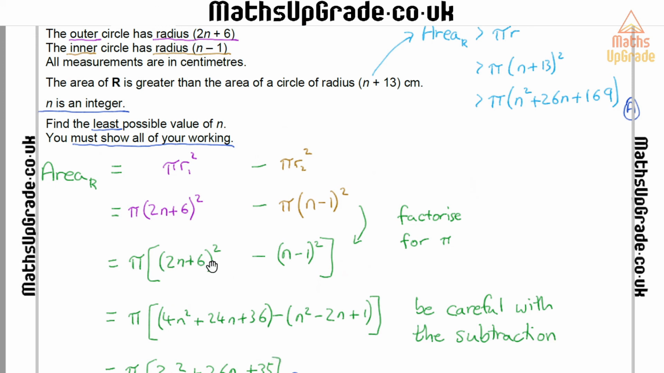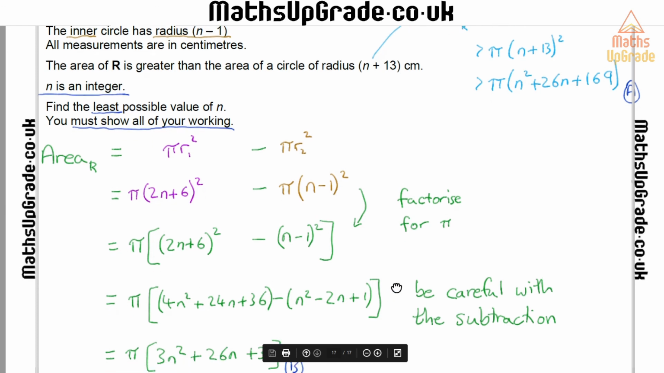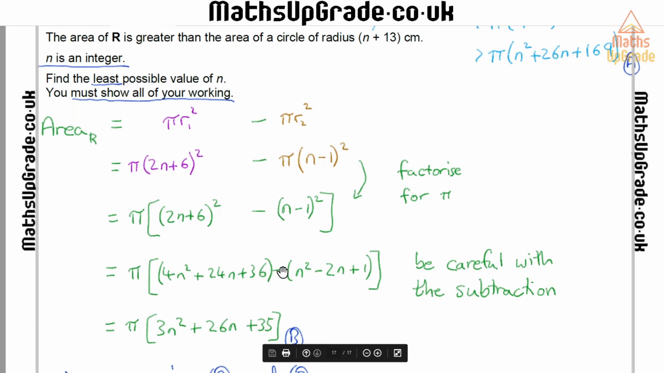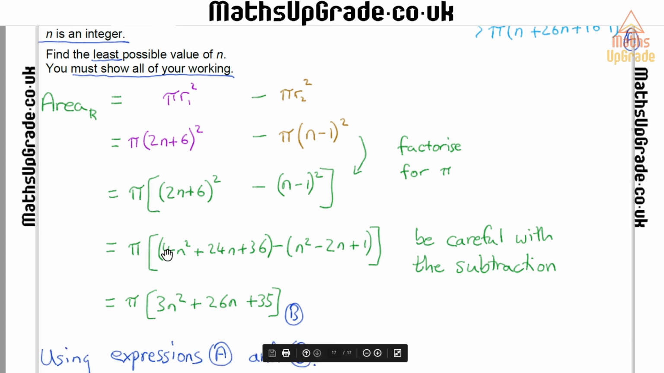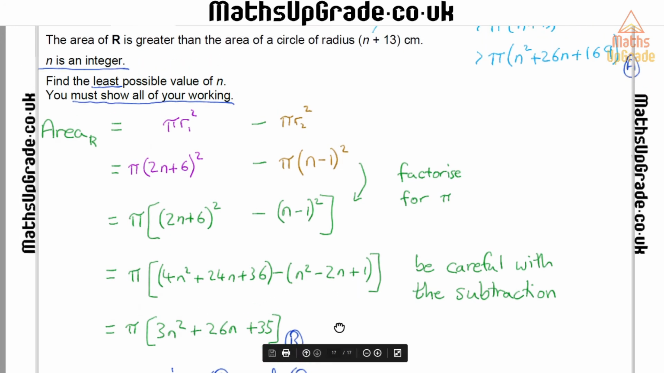If I now expand these brackets, so square the bracket, I end up with this expression here. Just be careful with this subtraction here, because that will change the sign of everything inside the brackets. If I then collect like terms, I end up with 3n squared add 26n. This is add 26n because 24n subtract negative 2n gives me positive 26n, and 36 take away 1 gives me 35.